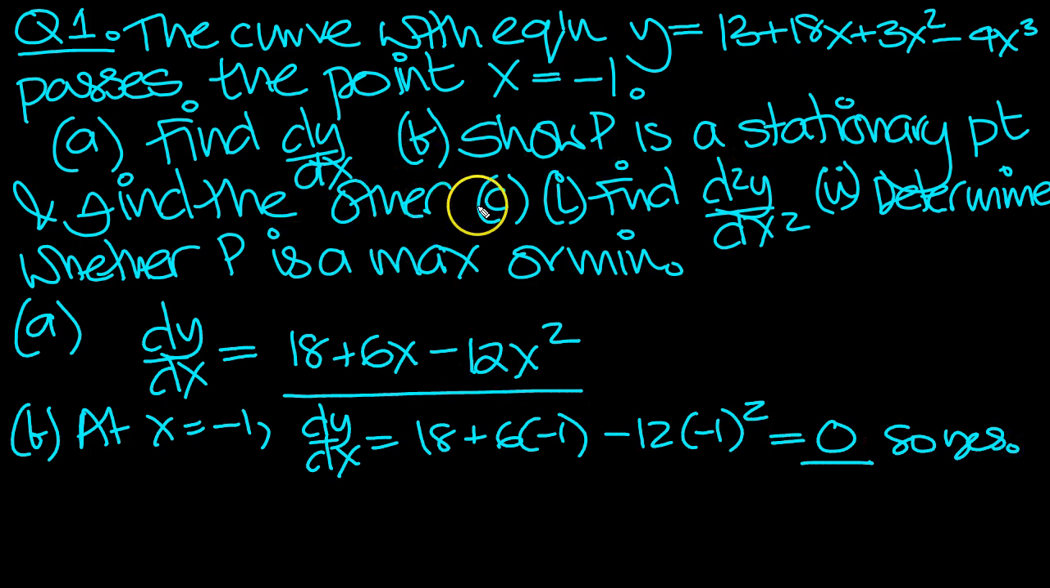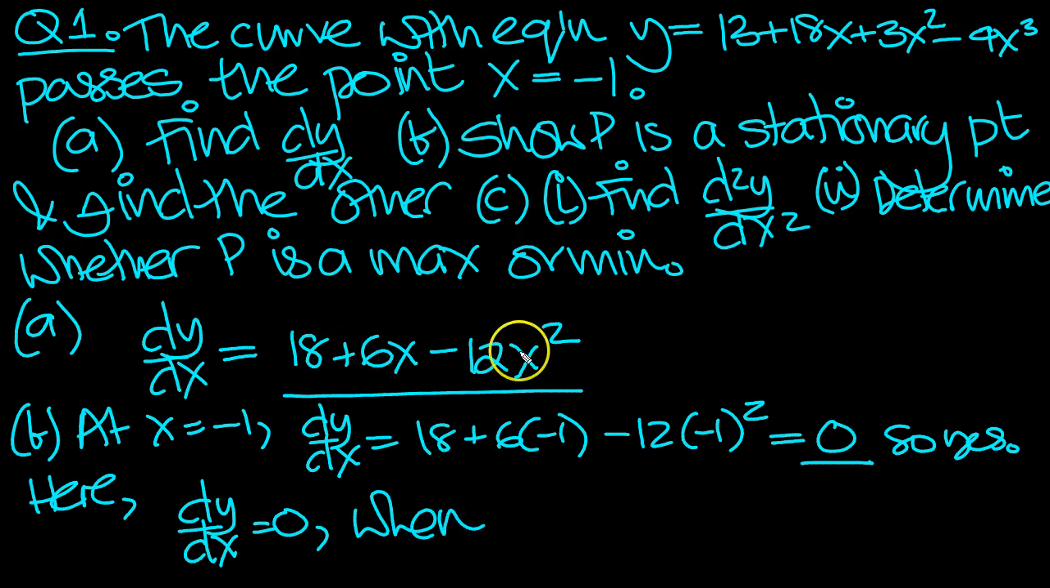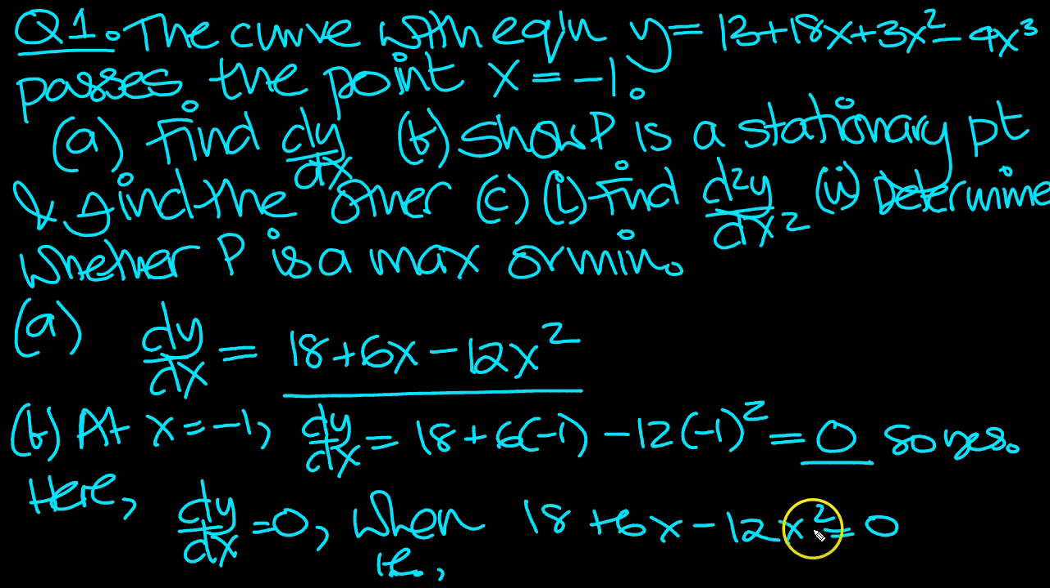And find the other. Here's the quadratic then. There's a 6 common all the way through. So this is for part B. Find the other. So here, dy/dx equals 0 when this equals 0. I'll write it first, i.e. divide by 6 all the way through.